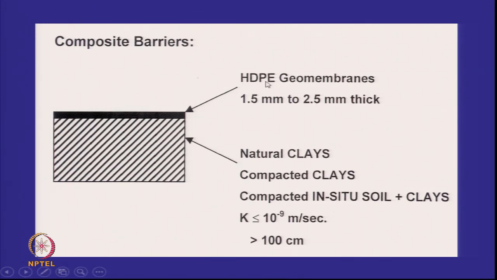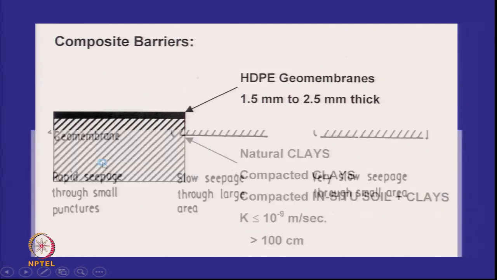Typically, we use a high-density polyethylene geomembrane, which is 1.5 to 2.5 mm thick. This is pretty thick. And it rests on a clay which must be at least 1 meter thick. It must be compacted. And the permeability is specified. It should be less than 10 to the power of minus 9 meters per second or 10 to the power of minus 7 centimeters per second. This is called a composite, single composite barrier or a single composite liner system.